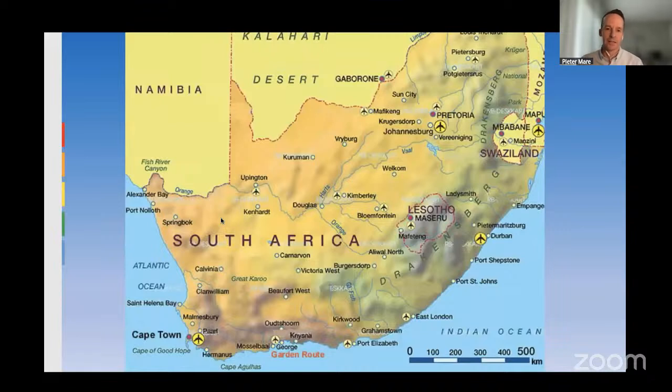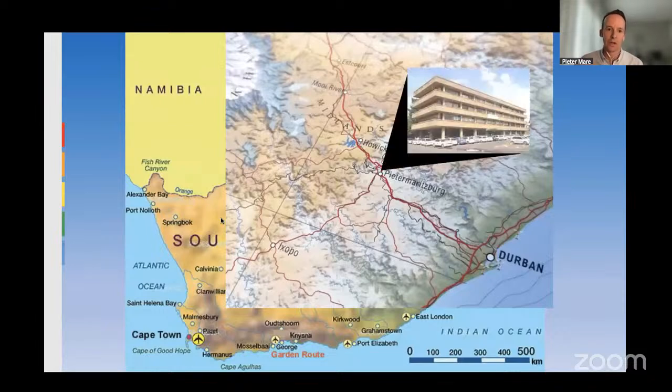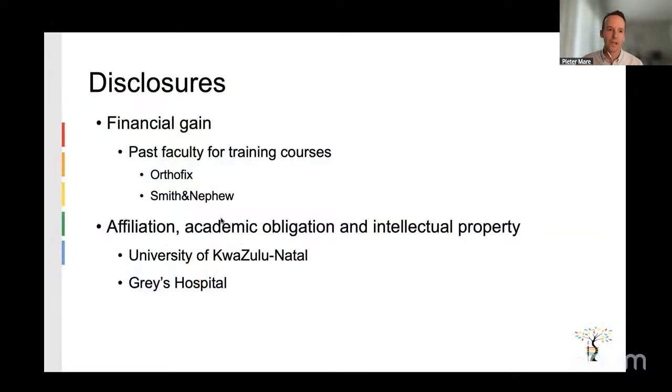You can see that's South Africa. I'm from the East Coast there, where you see the little airport with Durban. If you zoom in, about an hour inland from Durban is a little town called Pietermaritzburg, and that's where I practice at a hospital called Gray's. Those are my financial disclosures, and I'm affiliated to the University of KwaZulu-Natal.